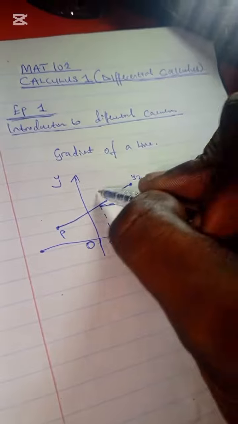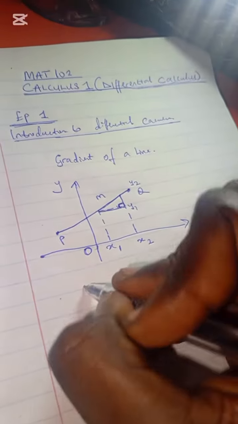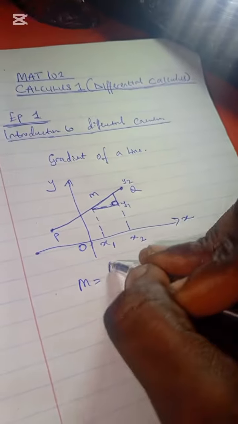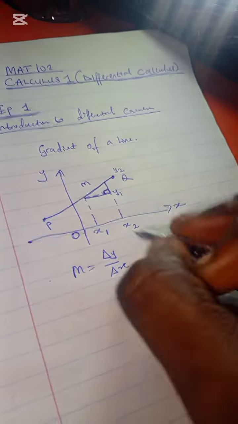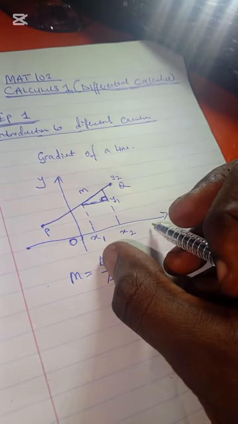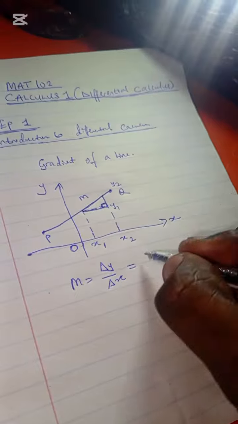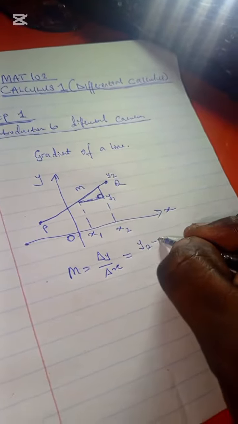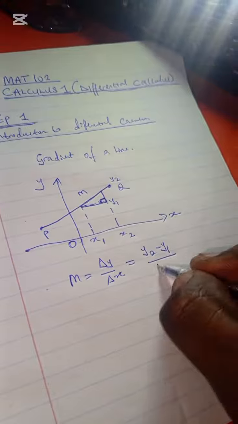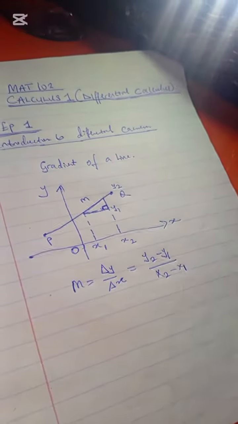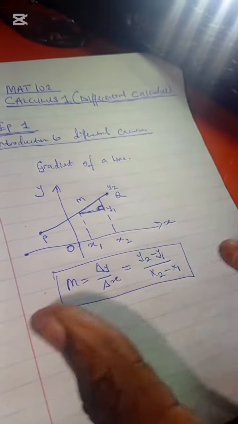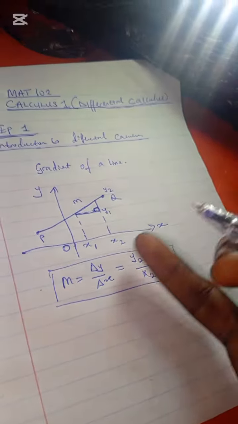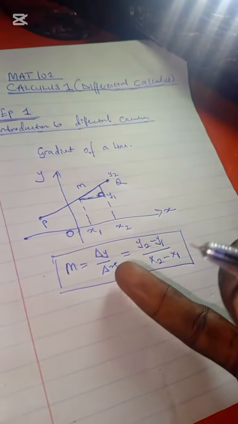So the gradient of this line is this. m is for gradient. m equals change in y over change in x. That is increase in y divided by increase in x, and that can also be written as y2 minus y1 over x2 minus x1. So this is the formula to get the gradient of a line, basically the increment in y over the increment in x.